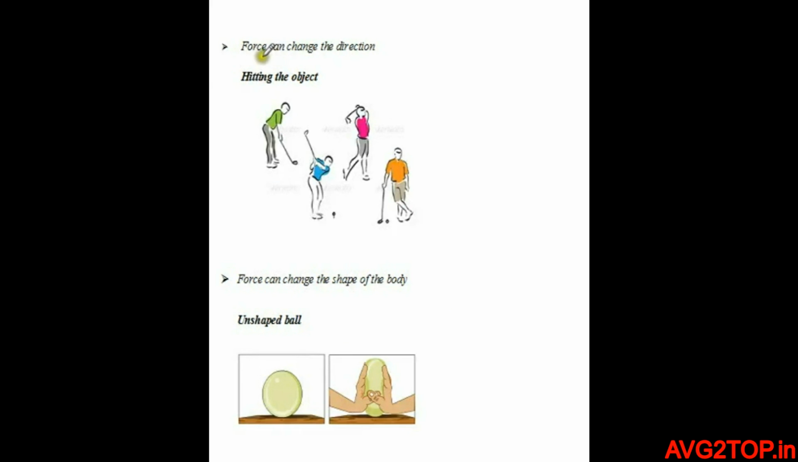The third characteristic is force can change the direction. Like in this picture, the person hits the moving ball with the bat and uses force to change the direction. Coming to the last characteristic, force can change the shape of the body. Like when we apply a force on a soft ball given in the diagram, it can even change the shape of the ball. So force can do multiple things. It can move an object, slow it down, stop it, change the direction of a moving object, or change the shape of an object.